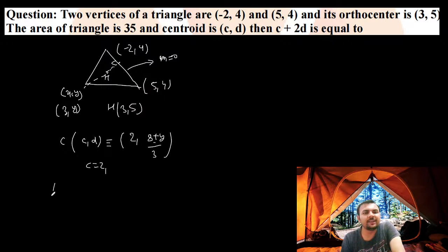So what will happen? Area of triangle ABC is half into base. Base is 7. Height is the perpendicular distance from this point to this line. So we can say that if this is y, if y equal to 4 is this line, and minus 2, 4, and we have somewhere 3 comma y.